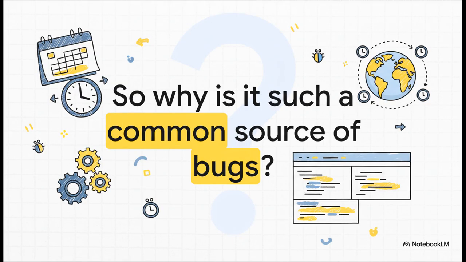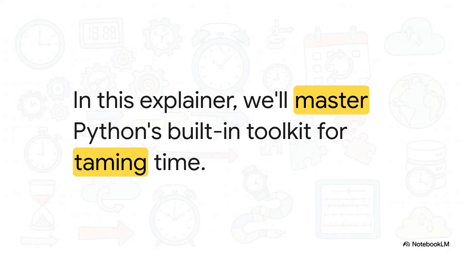And yet, if it's everywhere, why is it such a notorious source of bugs? We've all been there, right? Tangling with time zones, struggling with weird string formats. It's a minefield that can cause some serious issues down the line. Well, the good news is it doesn't have to be that way. Python actually gives us this fantastic built-in toolkit, the datetime module, that gives you all the control you need. And today, we're going to break it all down so you can tame time with confidence.